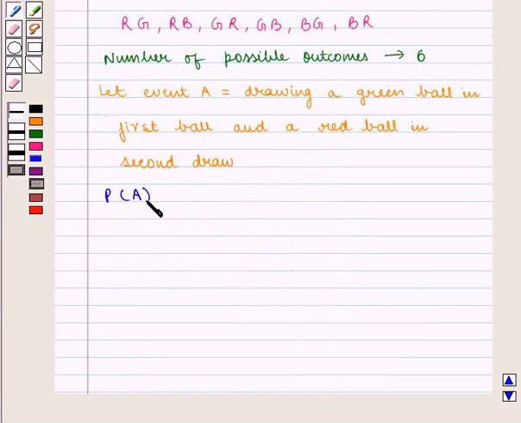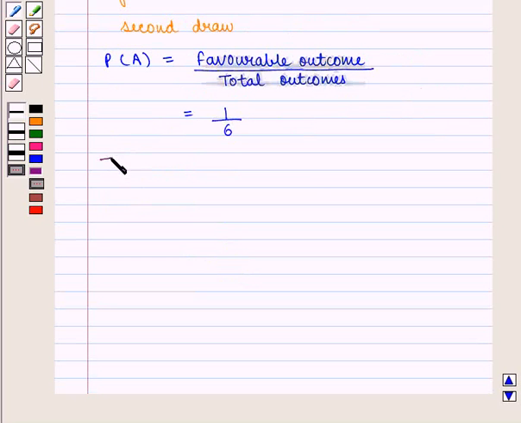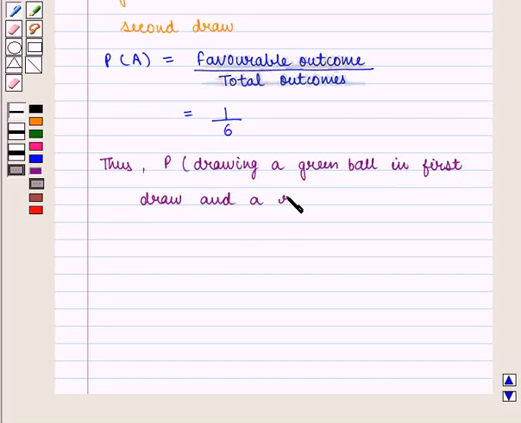So probability of event A would be favorable outcomes upon total outcomes. And here we see that we have only one favorable outcome to this event, and the total number of outcomes is given by 6, so we get the probability as 1/6. Thus we say that the probability of drawing a green ball in first draw and a red ball in second draw is given by 1/6, which is the required answer.